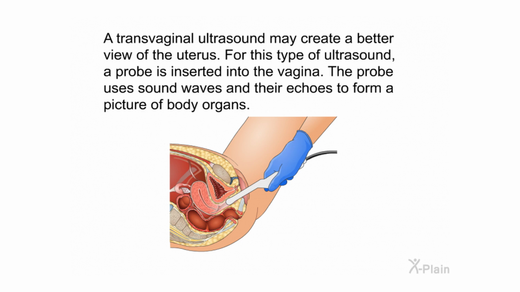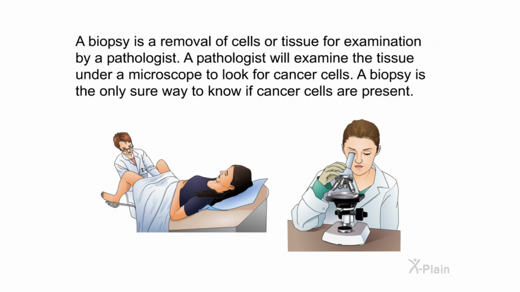A transvaginal ultrasound may create a better view of the uterus. For this type of ultrasound, a probe is inserted into the vagina. The probe uses sound waves and their echoes to form a picture of body organs. A biopsy is a removal of cells or tissue for examination by a pathologist. A pathologist will examine the tissue under a microscope to look for cancer cells. A biopsy is the only sure way to know if cancer cells are present.